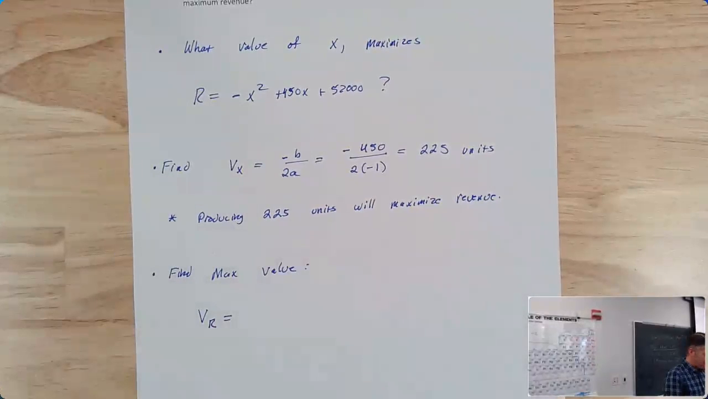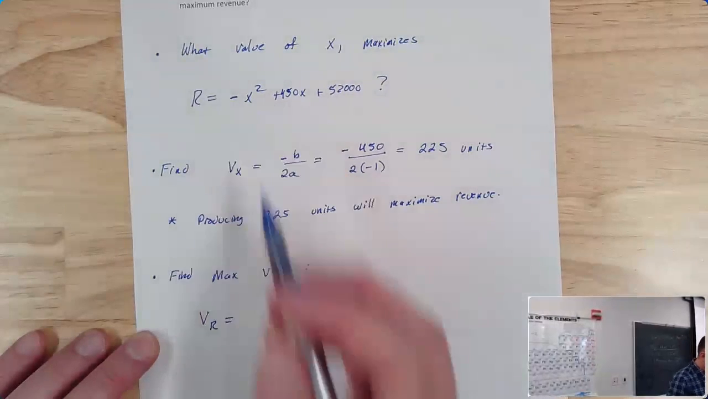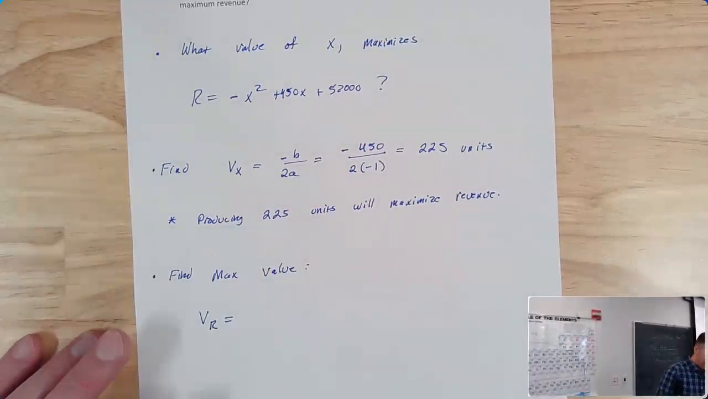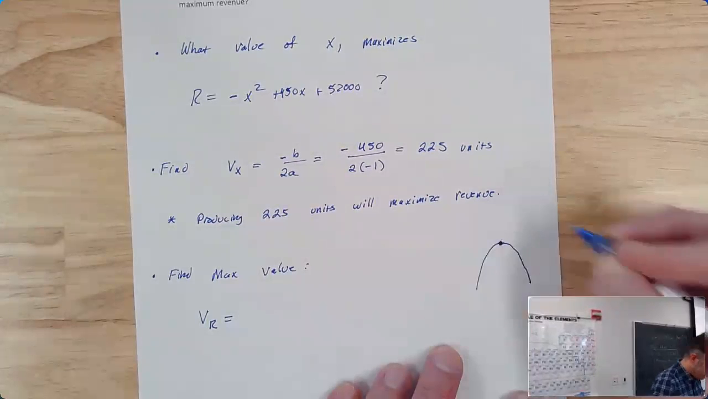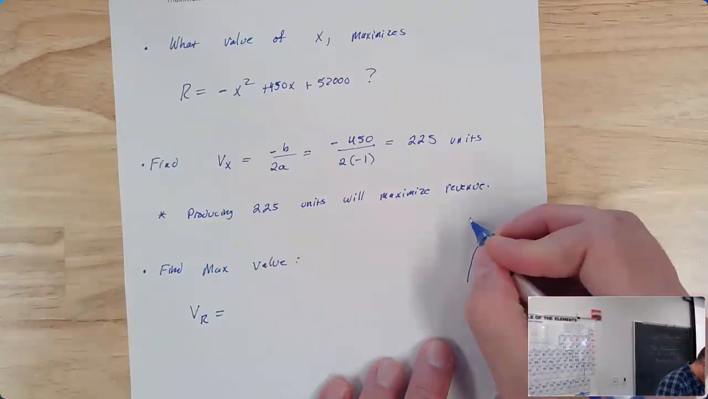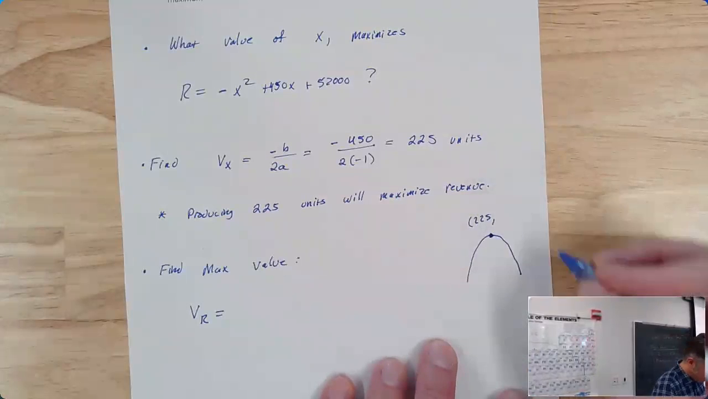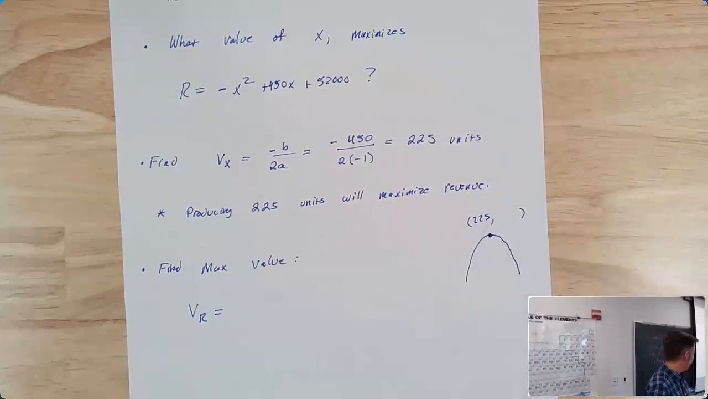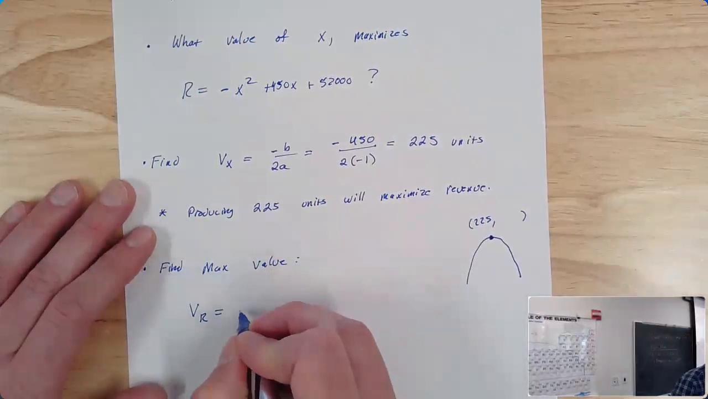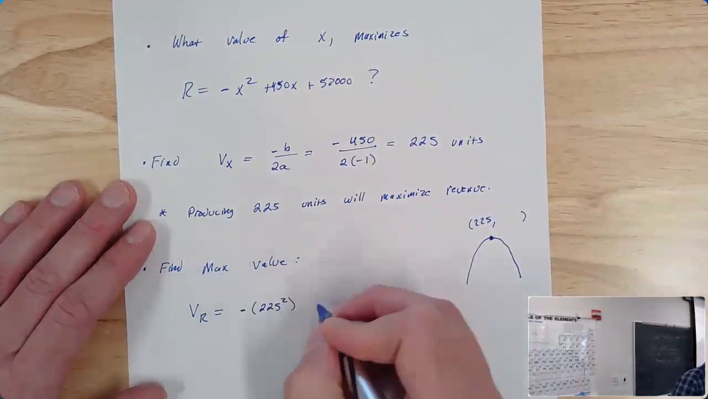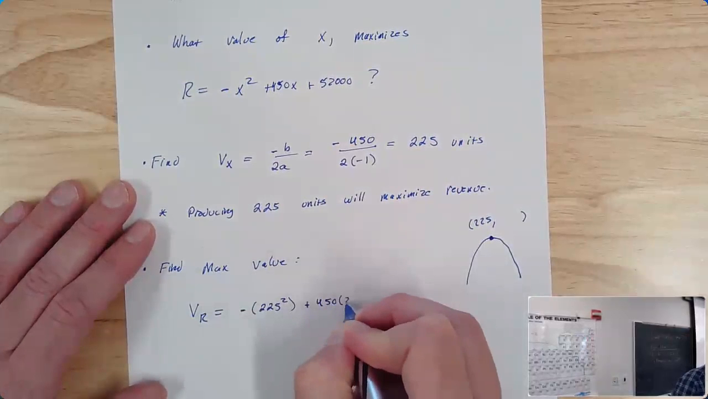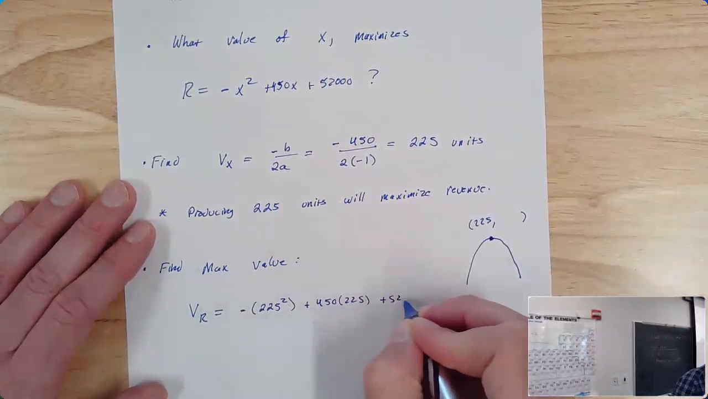And I'm going to find it by plugging in x equal to 225. Because again, what I'm doing is just finding that point on the vertex of the parabola. The x coordinate is 225, and the revenue coordinate is what I'm about to find by plugging it in. I would use a calculator here. I've already got it written down, so I'm not going to pull one out, but I definitely used the calculator to calculate this. It's going to be negative 225 squared plus 450 times 225 plus 52,000.